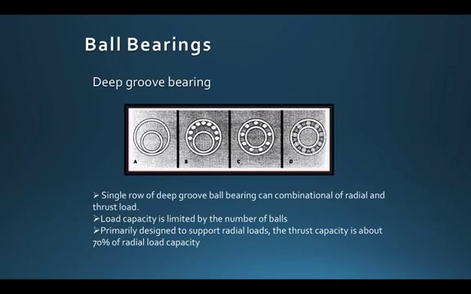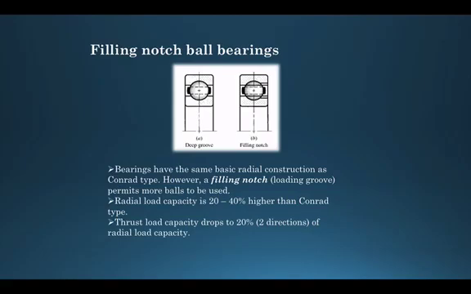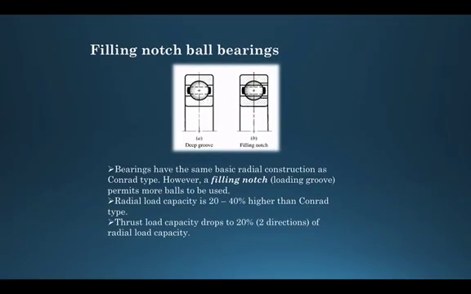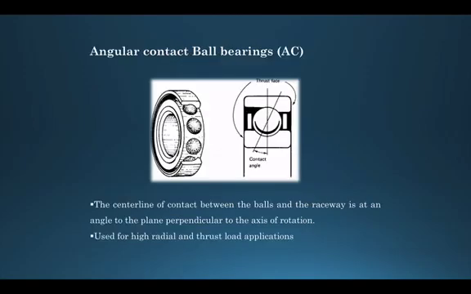So this is the deep groove ball bearing. Its speciality is that it has a limited number of balls and is primarily designed to support radial load, that is the load perpendicular to the axis of the shaft, but it also supports some thrust load, and the thrust capacity is about 70% of the radial load capacity. Another kind is the filling notch ball bearing. It has the same basic radial construction as the previous, but the filling notch permits more balls to be used, so it has higher capacity than deep groove ball bearings.